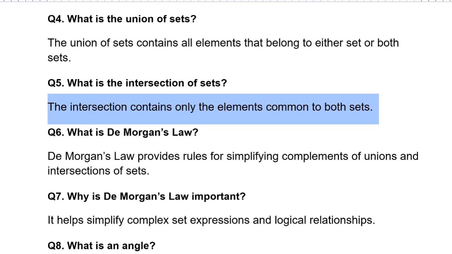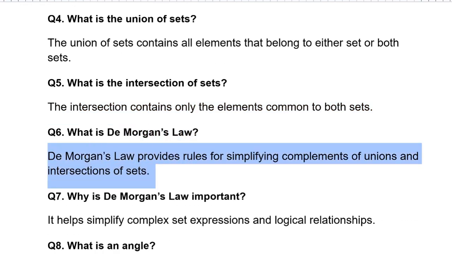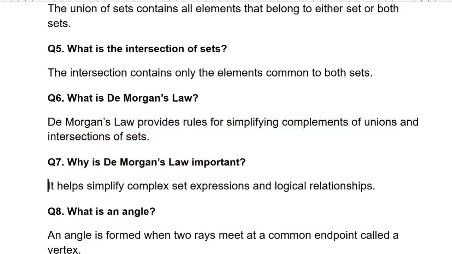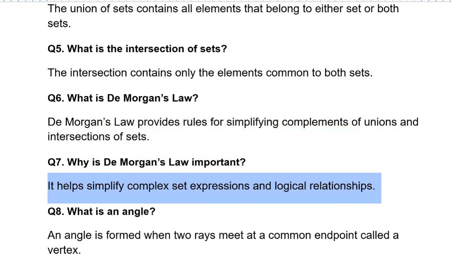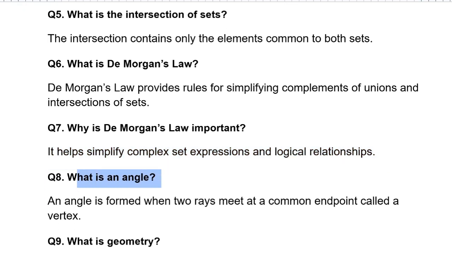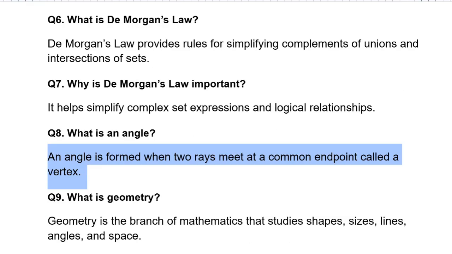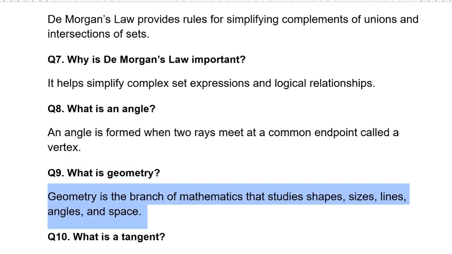What is De Morgan's law? De Morgan's law provides rules for simplifying complements of unions and intersections of sets. Why is De Morgan's law important? It helps simplify complex set expressions and logical relationships. What is an angle? An angle is formed when two rays meet at a common endpoint called a vertex. What is geometry? Geometry is a branch of mathematics that studies shapes, sizes, lines, angles, and space.